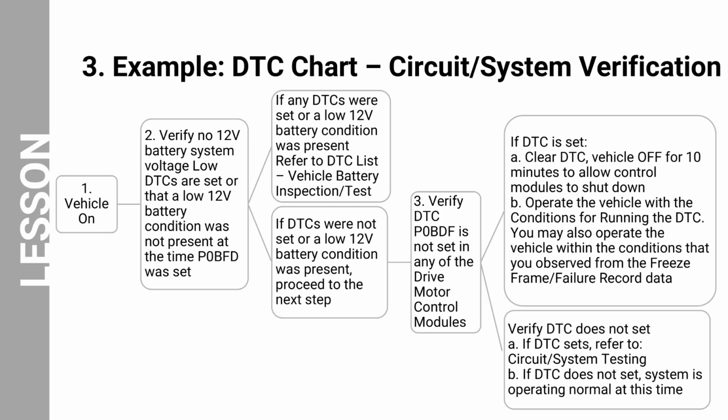The flow chart on your screen is an example of a manufacturer's DTC chart for circuit or system verification. It outlines a step-by-step process for technicians to diagnose the cause of a specific trouble code. In this example, the trouble code is P0BDF, an example of a fictional code, by checking various components and voltage levels.